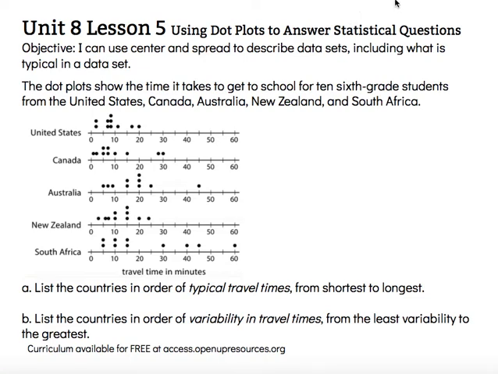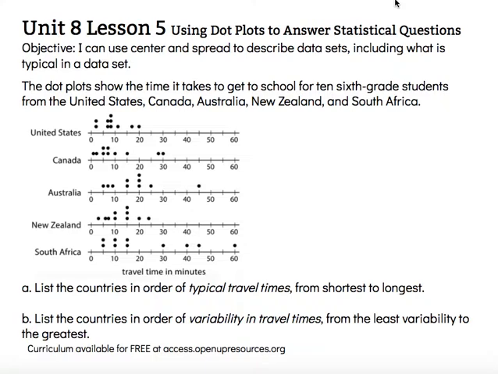We're looking at Unit 8, Lesson 5, using dot plots to answer statistical questions. The objective says, I can use center and spread to describe data sets, including what is typical in a data set. The dot plots show the time it takes to get to school for 10 sixth grade students from the United States, Canada, Australia, New Zealand, and South Africa. List the countries in order of typical travel times, from shortest to longest.